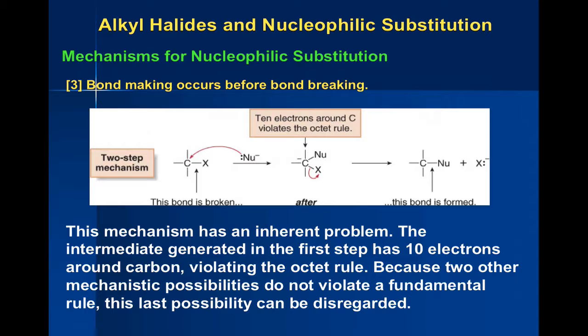Okay? We can have the nucleophile attacking the carbon as the leaving group is leaving, and that would be what? SN1 or SN2? SN2. And we can have the leaving group leave to give a carbocation intermediate, which then gets attacked by the nucleophile. That's SN1. Okay?